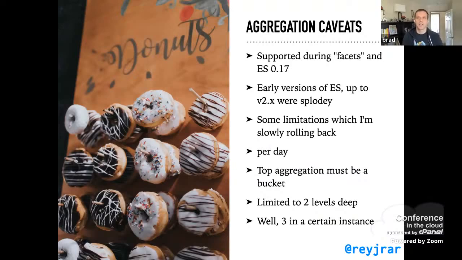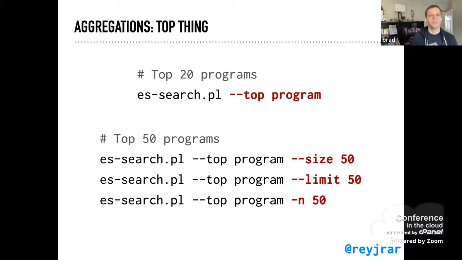The top aggregation has to be a bucket aggregation. Right now, terms and significant terms are really the ones that work best. The rest of the bucket aggregations haven't been quite as well tested. And it is currently limited to 2 levels of aggregations with a special case for a 3rd level, but I'm looking at rolling that back as well.